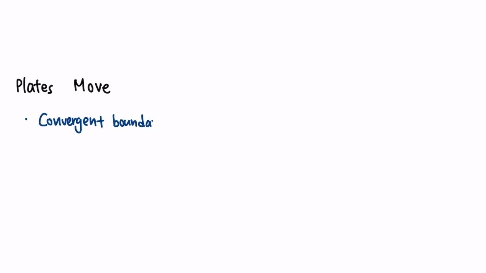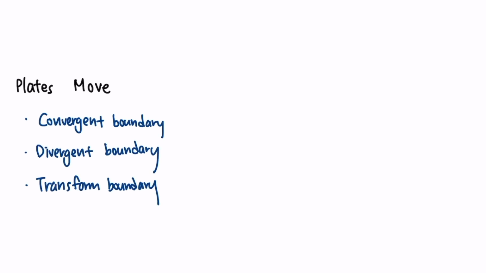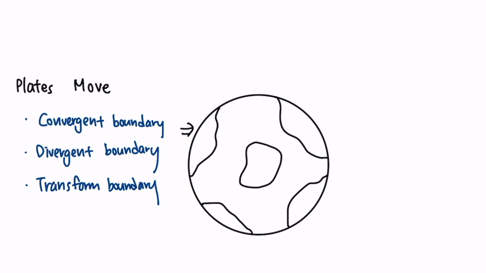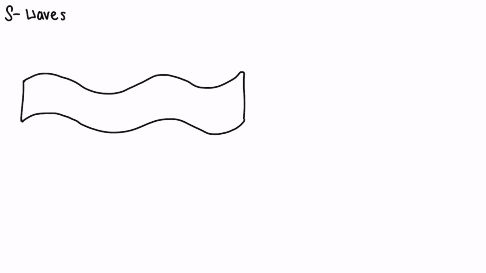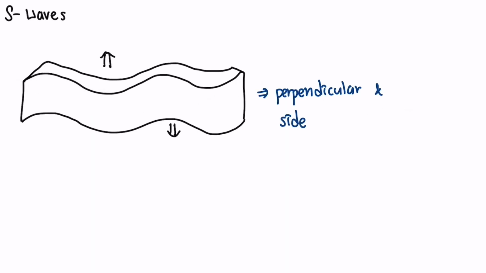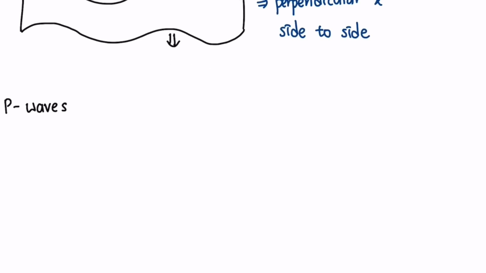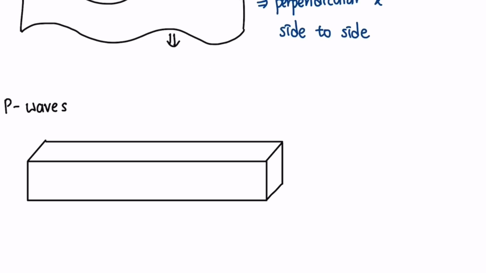As the convergent boundaries and the divergent boundaries appear on the Earth, it will lead to earthquakes since plates move, and the earthquake makes seismic waves. There are two major types of seismic waves, which are S wave and P wave. S wave is a type of seismic wave that moves the ground up and down or side to side, and P wave is a type of seismic wave that compresses and expands the ground.